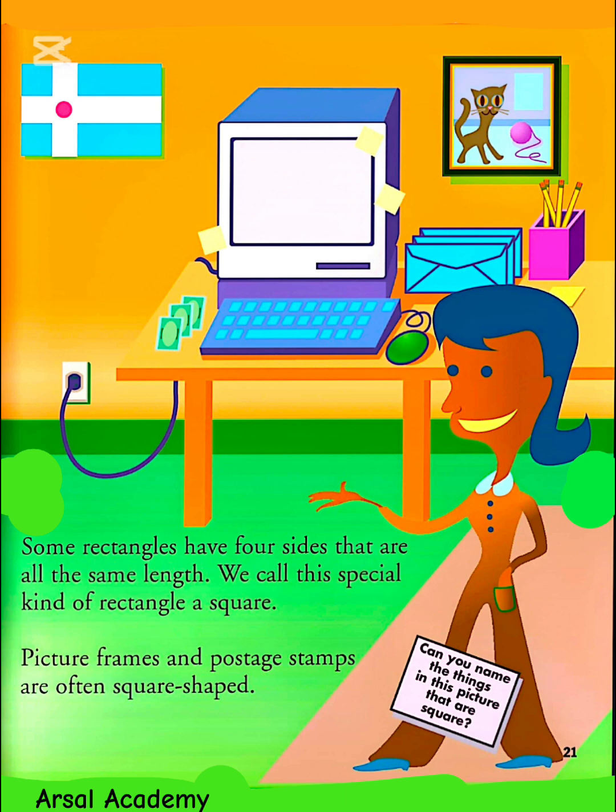Some rectangles have four sides that are all the same length. We call this special kind of rectangle a square. Picture frames and postage stamps are often square-shaped. Can you name the things in this picture that are square?